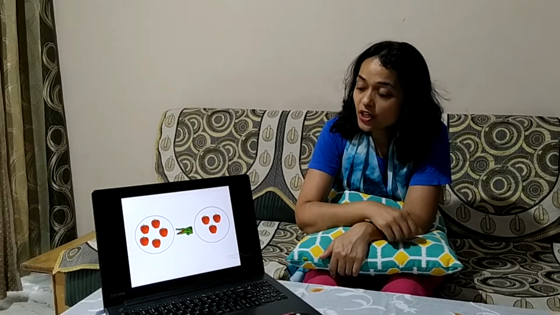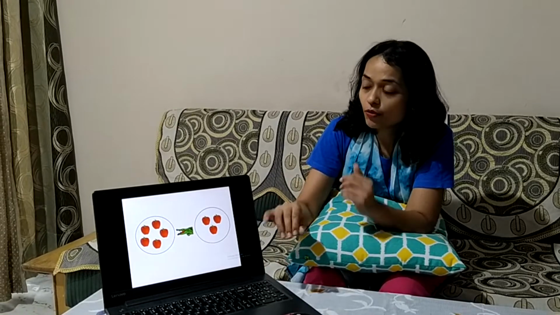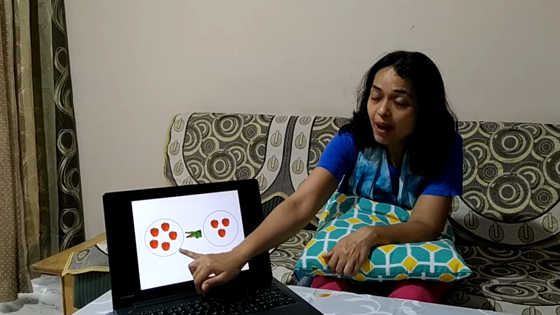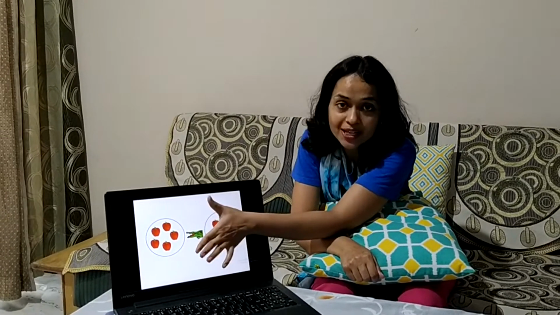And again he is still hungry. So what is he going to do? He needs more food. Now we have 2 groups. In this group we have 1, 2, 3, 4, 5 apples, and here we have 3 apples. So which group has more? This group has more, 5 and 3. So Ali the alligator would prefer to eat this group. It has more apples, so his mouth is wide open.